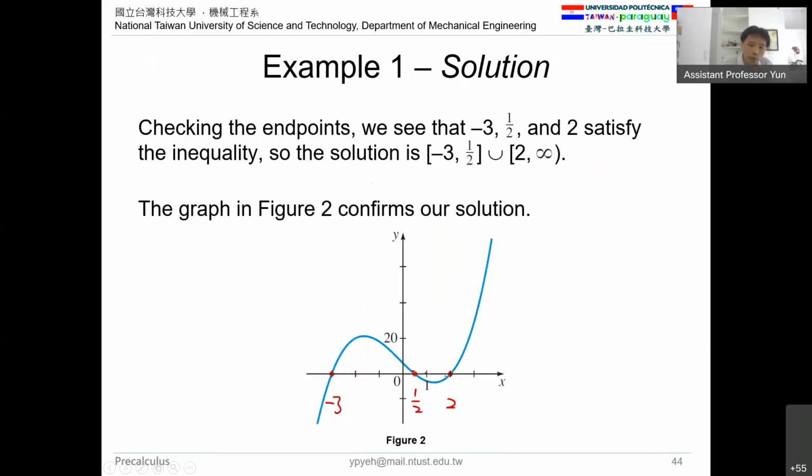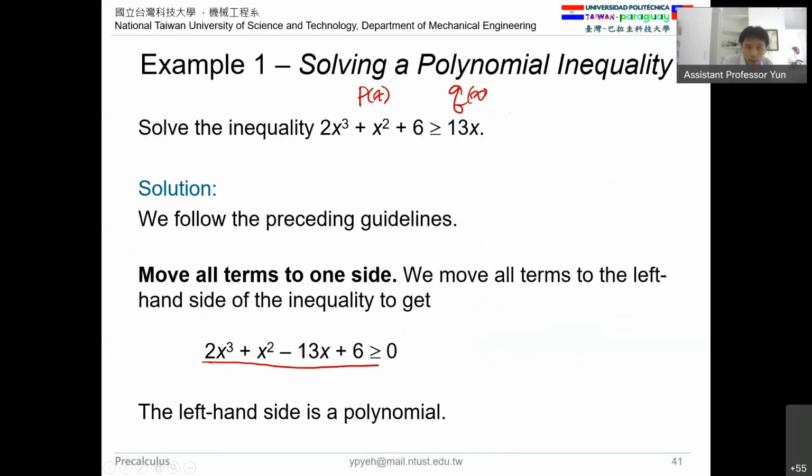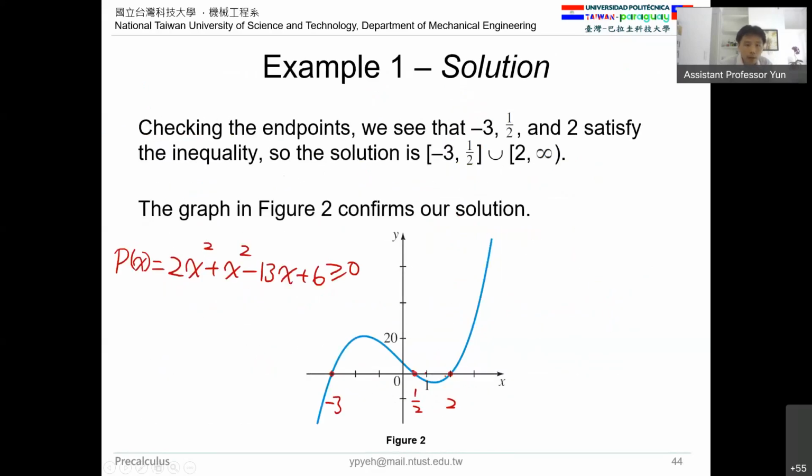Okay, so if you review the function, p of x is equal to 2x cubed plus x squared minus 13x plus 6, which is larger than or equal to 0. Just make sure that is correct. Okay, so that's correct. According to the end behavior definition of the polynomial function, you know this is the degree of the function and also a positive leading term. So you can see that it will start from here, right?